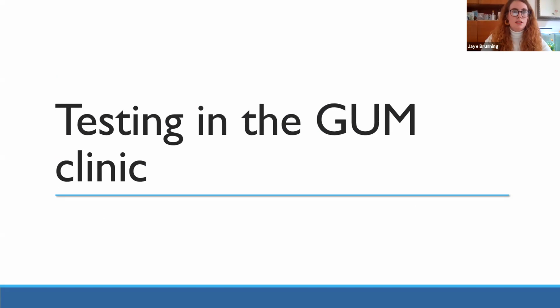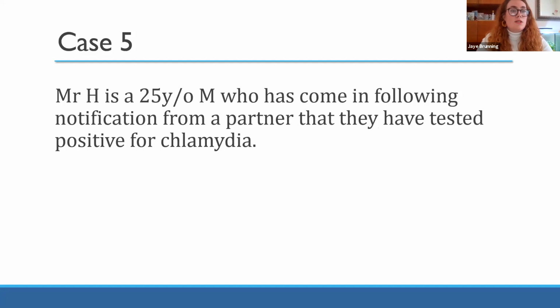Okay, so moving on to testing in the gum clinic, which is the next phase of what the patient will need once they've come in and told you about their presenting complaint. So we'll start with a case. Mr. H is a 25-year-old male who's come in following notification from a partner that they have tested positive for chlamydia. So we know that this patient thinks they've got chlamydia and we've got to do some testing for them. So I thought I'd teach you how we might do that.